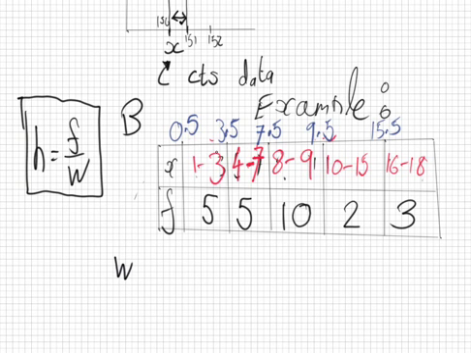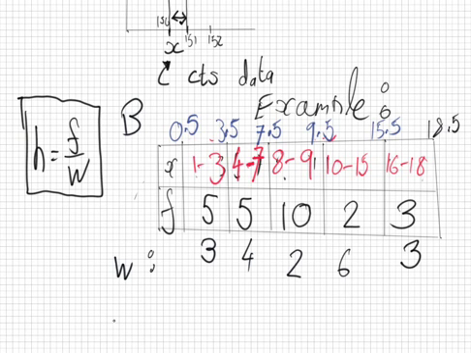So how wide is this one here? 3.5 minus 0.5. So that's 3 units. And this one here, 4, 2. This one here, I actually should put the last one in as well. 18.5. So 3 then. These are the widths.